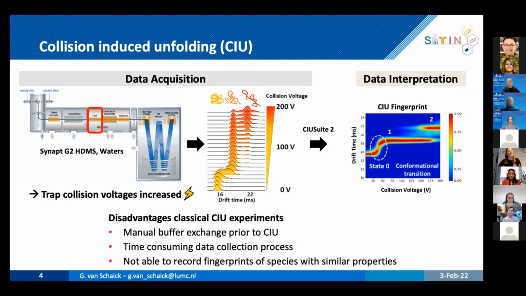For instance, you need to buffer exchange all your samples prior to the measurements, because there cannot be any non-volatile salts present, because it's a direct infusion approach. Also, the collection of the data is quite time consuming, since you have to increase the voltage manually. And also, when you have proteoforms that have a similar mass, you cannot record them separately, because you will get an average fingerprint of all these species together. Therefore, we thought it would be very nice if we can have a liquid separation up front, so we can deal with all these disadvantages and still get this nice collision-induced unfolding.